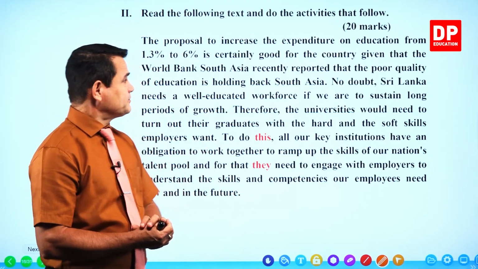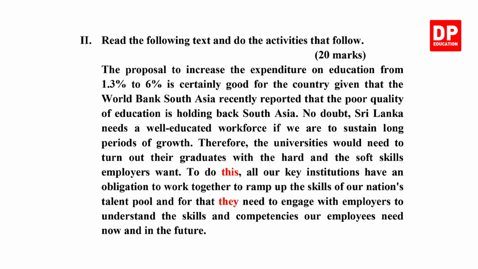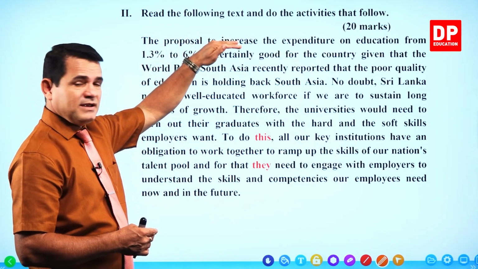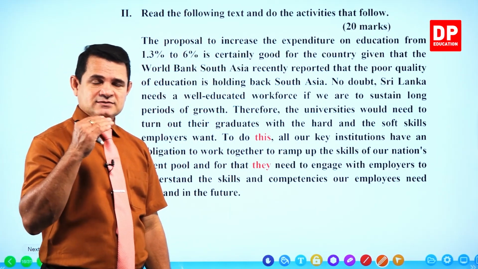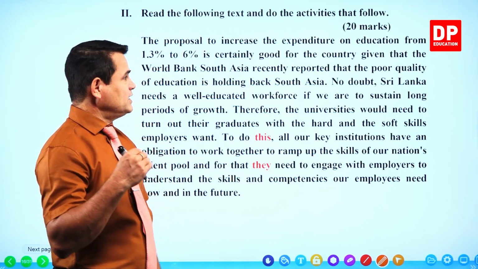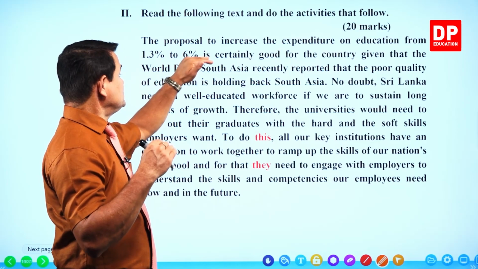Let's read this paragraph. The proposal to increase the expenditure on education from 1.3% to 6% is certainly good for the country, given that the World Bank South Asia recently reported that the poor quality of education is holding back South Asia. So that means the proposal, to increase the expenditure, the amount of money spent on education, from 1.3 to 6%.